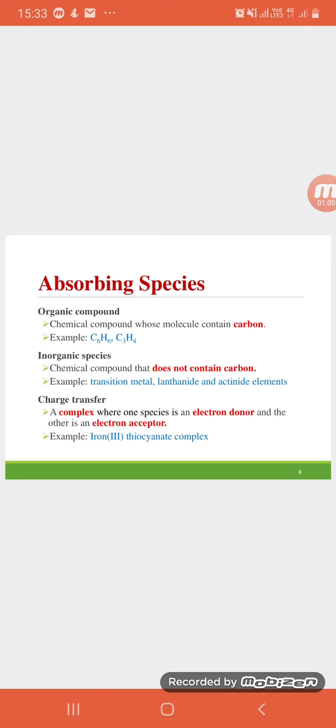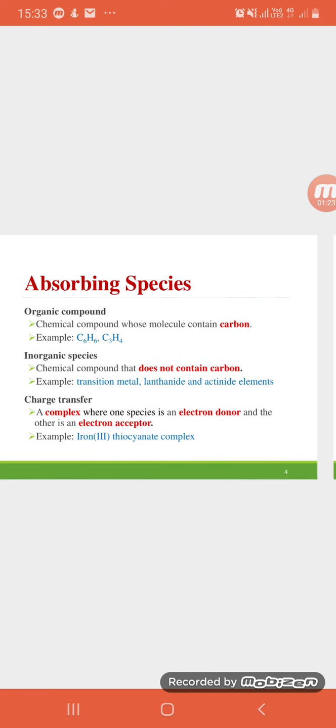The third one is the charge transfer. Charge transfer is a complex in which one species is an electron acceptor while another species is an electron donor. For example, the iron(III) thiocyanate complex. The iron 3 plus is the electron acceptor while the thiocyanate ligand is the electron donor.